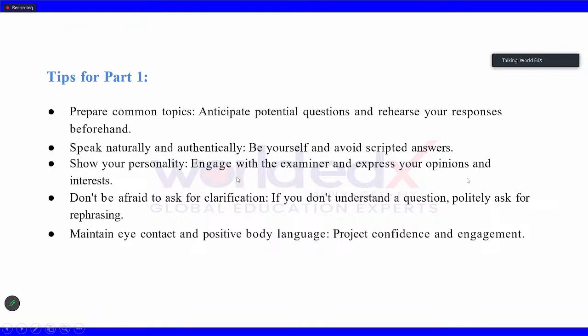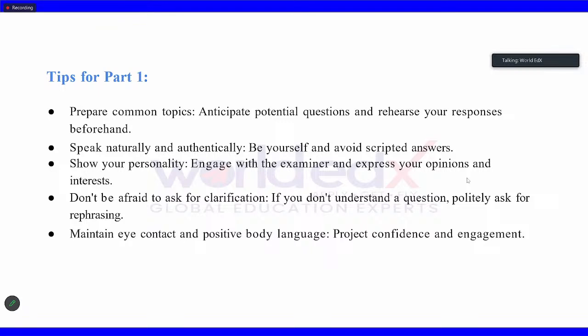You can share any thought that comes into your mind. He is not going to judge you on the basis of your opinions or your knowledge. He will only judge you on the basis of the language skills that you have within yourself. Don't be afraid to ask for clarification. If you don't understand a question, politely ask for rephrasing.